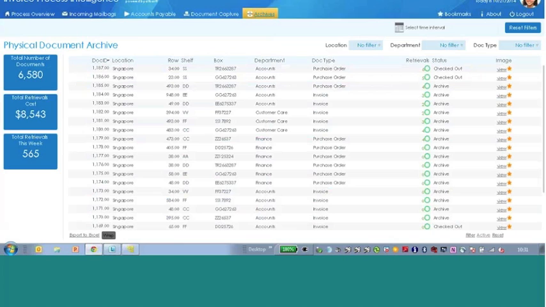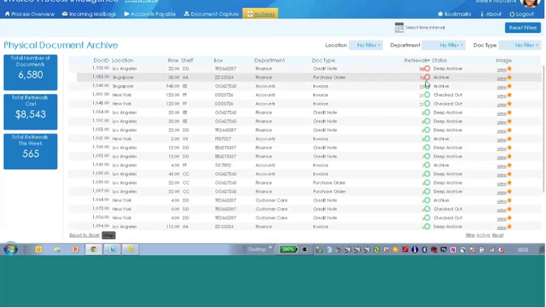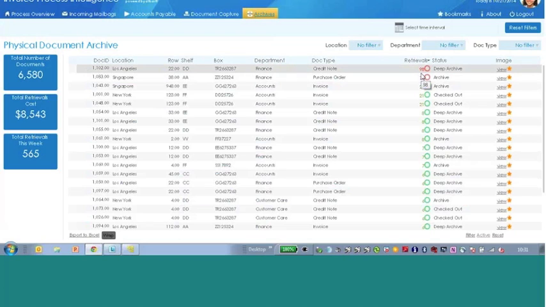So in our case here, we're looking at our physical document archive that shows us all of our documents that have been stored. What I can do is sort that by our number of retrievals, and I can see that we've got a couple of documents here that have been retrieved an awful lot of times. So there may be something wrong with these images that we need to try and figure out.